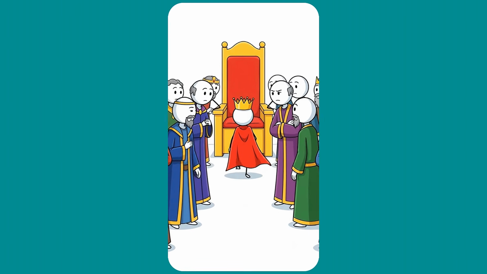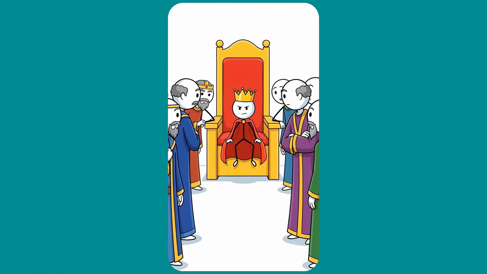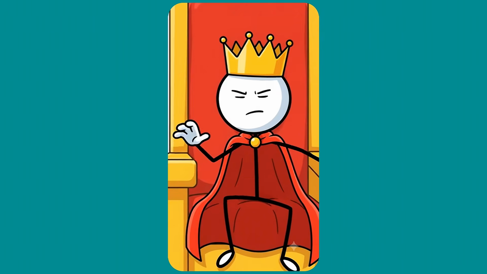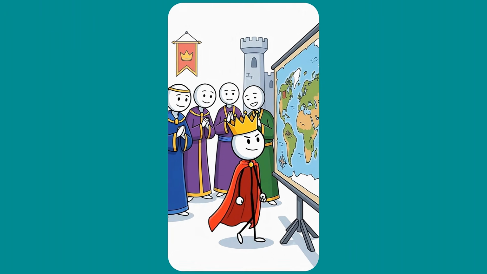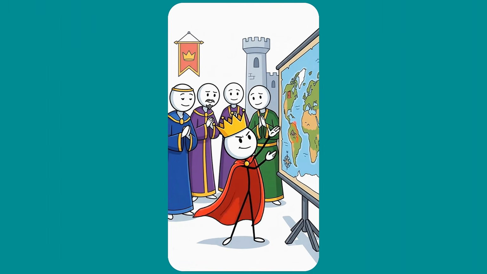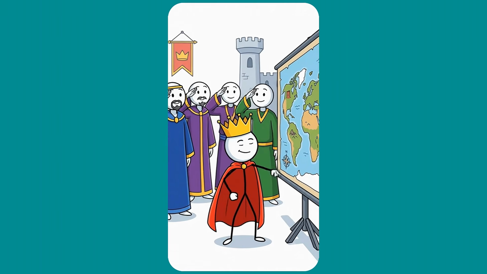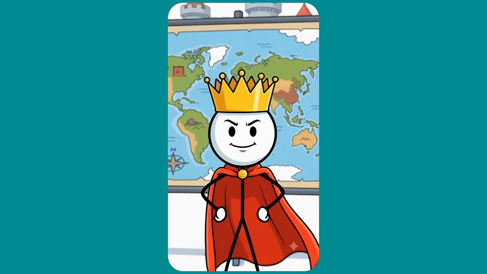A 9-year-old became king, and everyone underestimated him. Most adults thought they could control him, but he surprised the entire kingdom. He learned fast, made bold decisions, and proved that age doesn't always decide greatness.